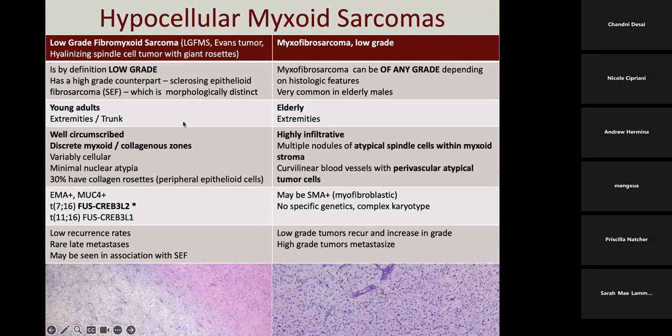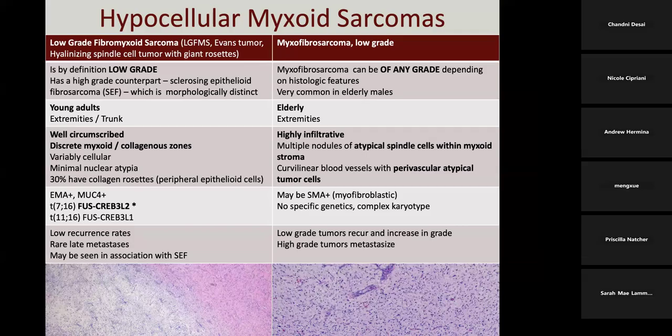Okay, so moving into our hypocellular myxoid sarcomas, which terminologically can be challenging, so we're going to spend a minute on them. So myxo and fibro and sarcoma, and fibro and myxo and sarcoma are in the names of both of these. So on the left, LGFMS, low-grade fibromyxoid sarcoma, is by definition low grade, is usually in young adults, is generally well circumscribed, has discrete myxoid collagenous zones, as you can see on the bottom, and has FUS-CREB3L2 gene rearrangements.